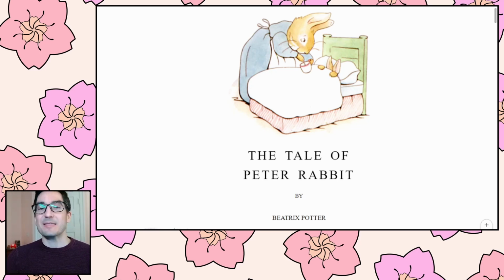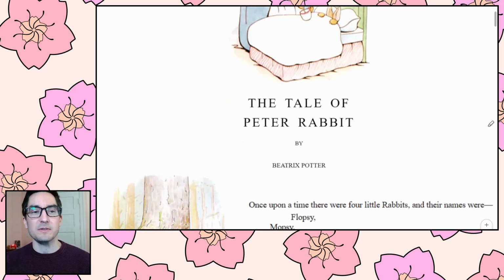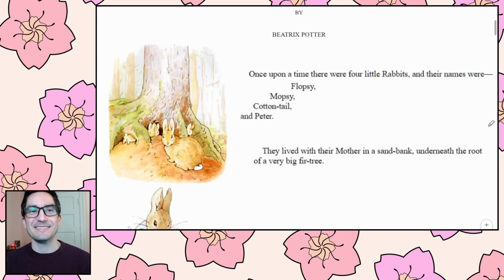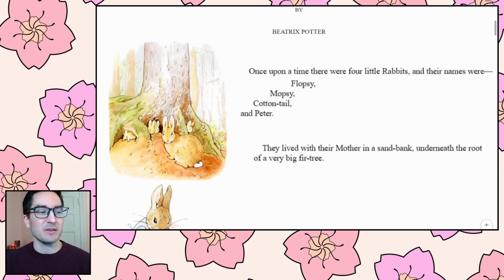So, The Tale of Peter Rabbit. By Beatrix Potter. Beatrix Potter is the author's name. And here's a picture of Peter's mother, and Peter is in bed. And let's go to the beginning of the story. I have our pictures from the book here. Let's get started. I'll read one section, and then we can come back and talk about what it says, and then we can keep on going.